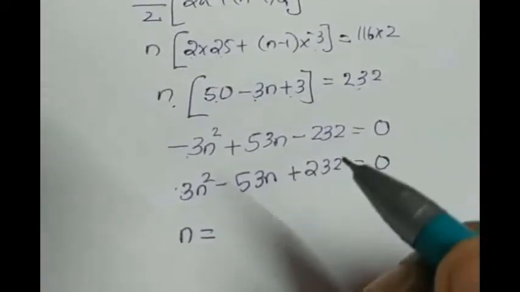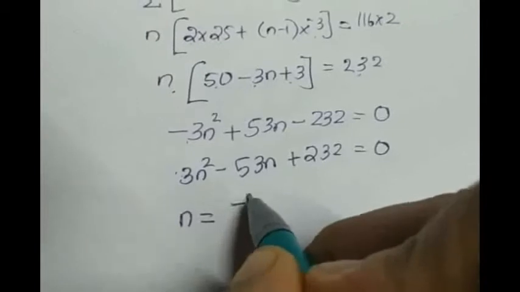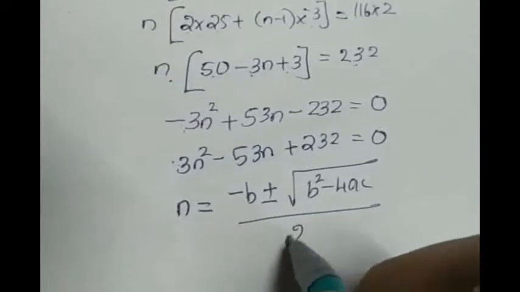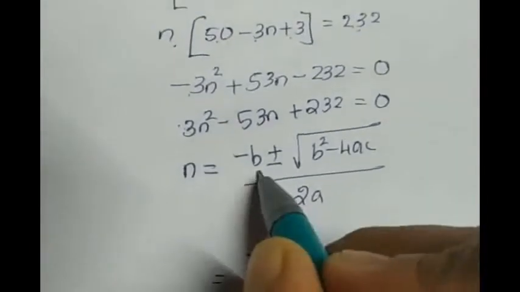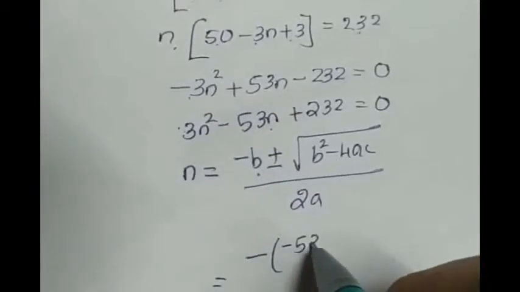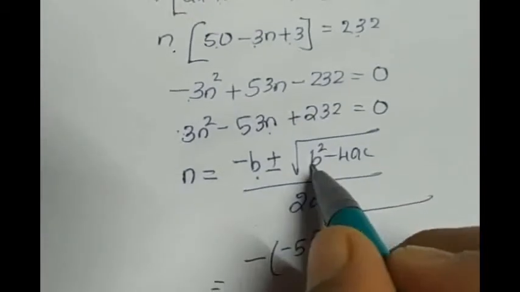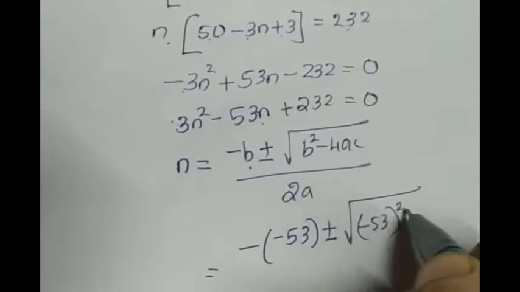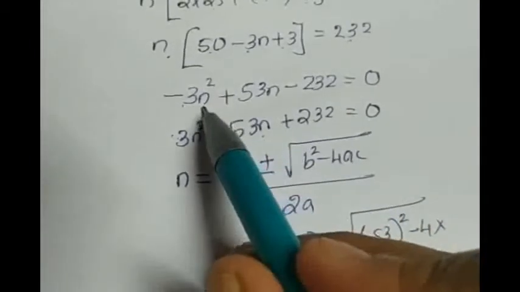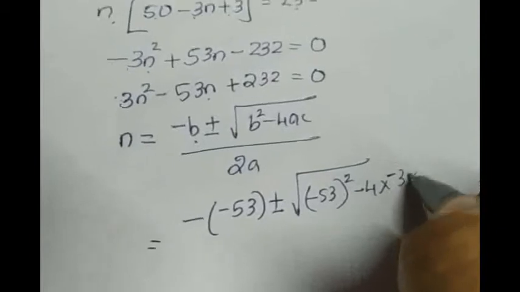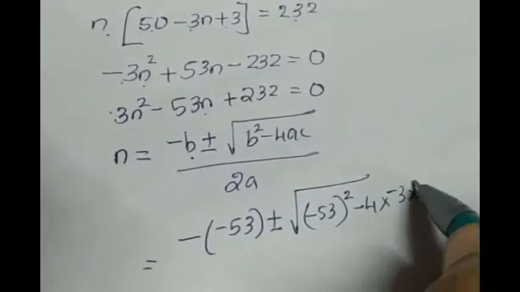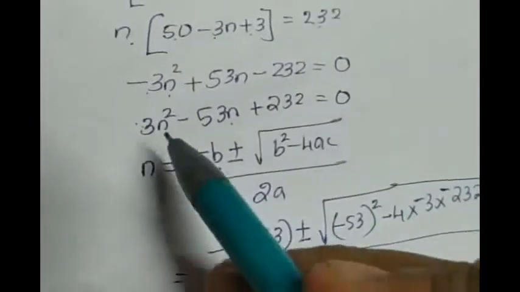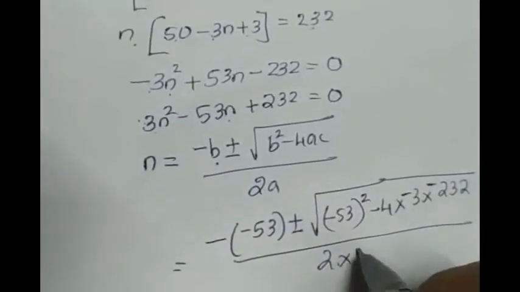Either you can apply the formula, otherwise factorize. So I am going with the formula. The formula is minus b plus or minus square root of b square minus 4ac, whole divided by 2a. That is equal to minus of b, b is the coefficient of n, isn't it, which is minus 53, plus or minus square root of b square. B square is minus 53 the whole square. So minus 53 the whole square minus 4 into, what is a? A is the coefficient of n square, which is minus 3, into c, the constant term, which is minus 232. Whole divided by 2 into, what is a? A is the coefficient of n square, which is 3.